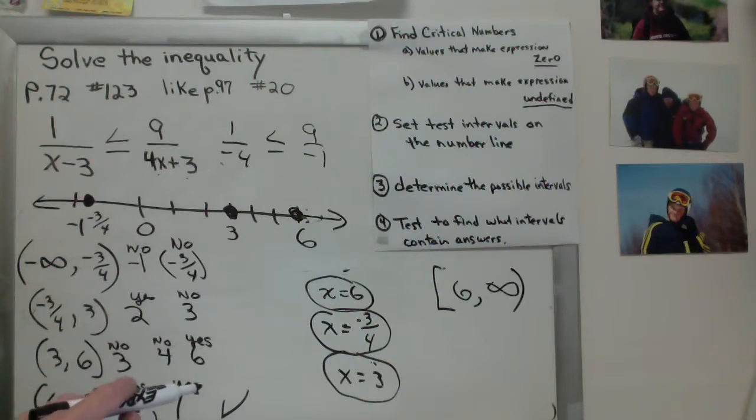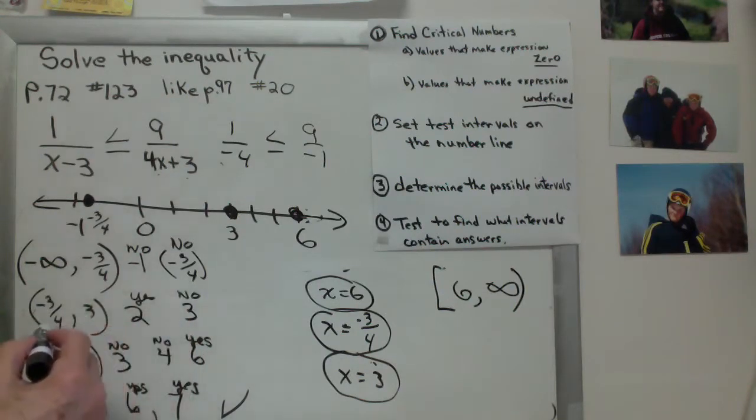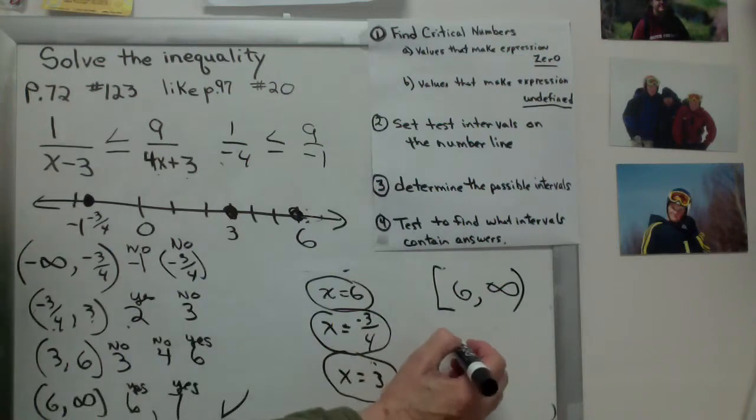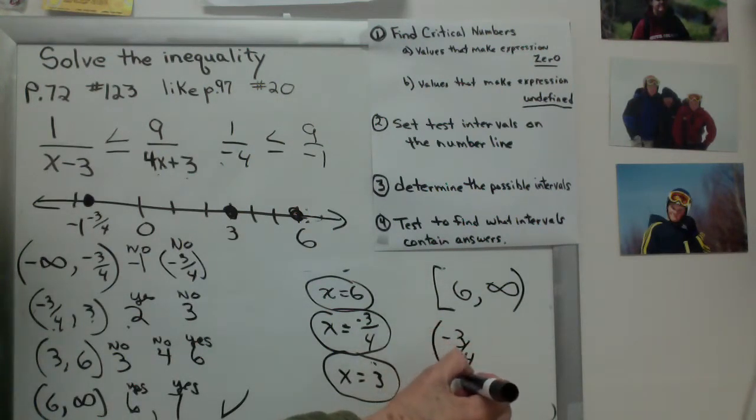We also knew that negative 3/4 didn't work, right? 3 didn't work, but in between there numbers worked because the 2 worked. And I could try another number in between there if I was a little nervous about it. I could try 1, and you would find out that that also works. So how do I write this? Well, negative 3/4. I put the curved line here because negative 3/4 did not work.